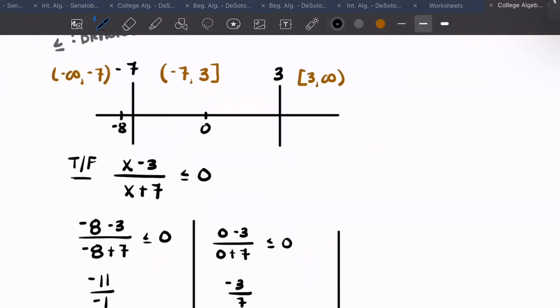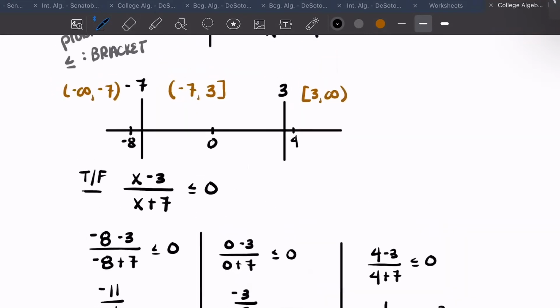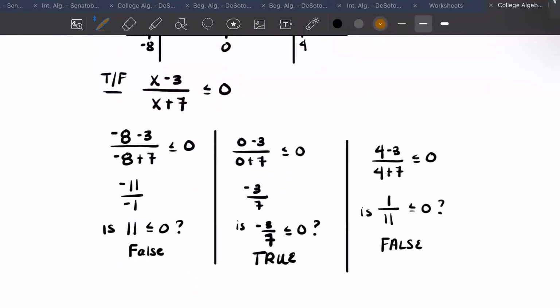Okay, now let's pick 4. 4 minus 3 over 4 plus 7 less than 0. So we get 1 over 11. So is 1 over 11 less than 0? No, it's positive. So that's false. Okay. So what did we get? We got false, true, false.